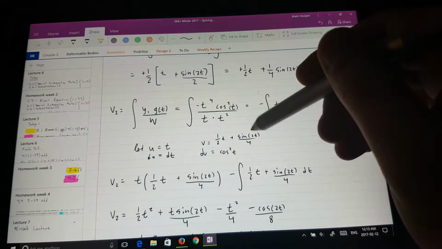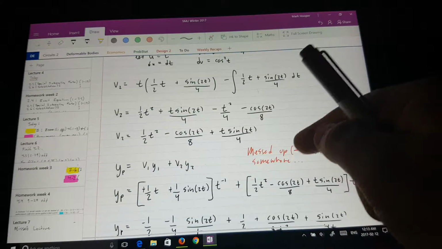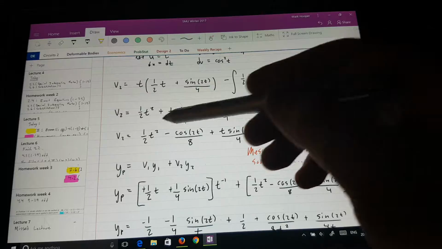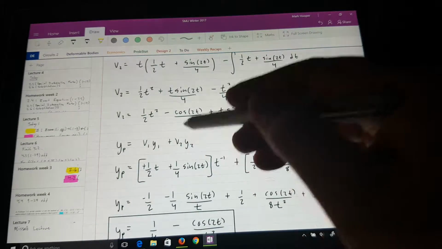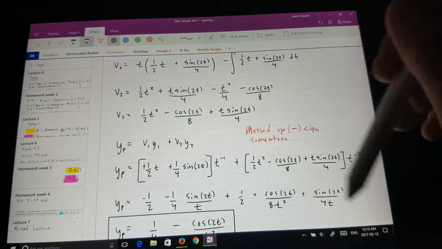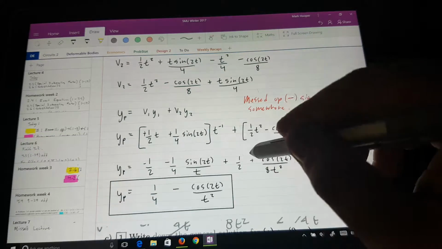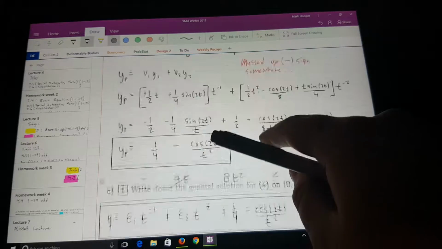I'm going to do a u-substitution just to compute this integral. I'm going to get this, v2. Again, like I said, I messed up with a negative sign. So I assume I have v2 and I assume I have v1. That's fine. v1, y1, v2, y2. We had y2, we had y1, we got v1, we got v2. Go ahead and get that. That's our particular solution. I messed up somewhere in here because I didn't get this answer, but I checked the solutions, and this is what yp is supposed to be.